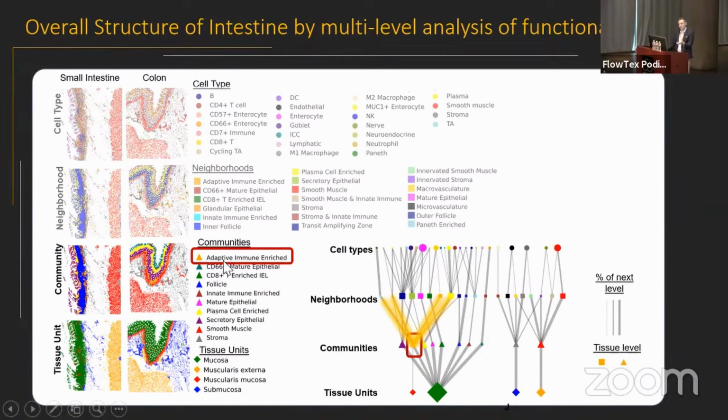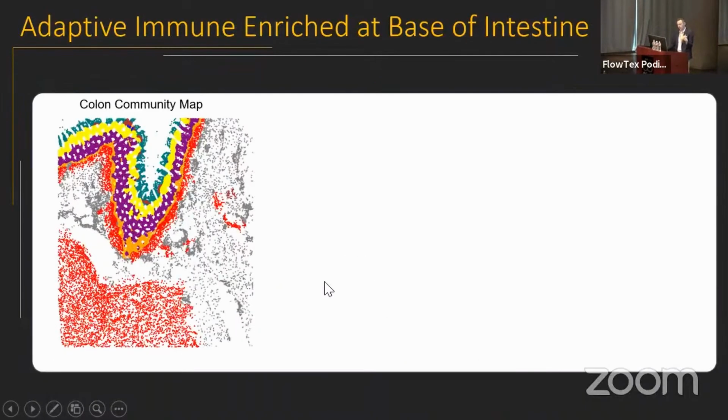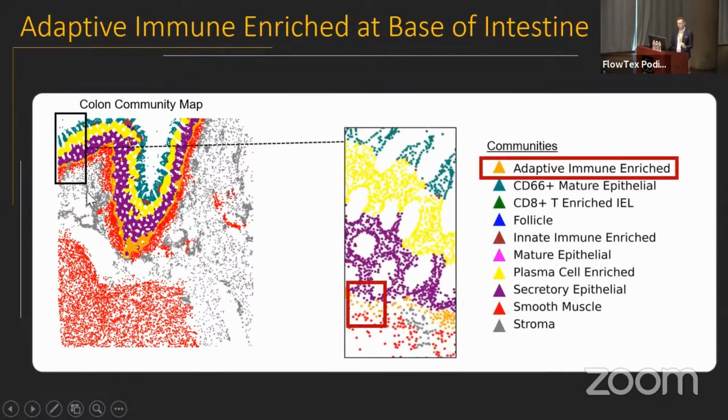So one example is this adaptive immune enriched community. It is the intersection of multiple epithelial and immune cell communities or neighborhoods. And really interesting, if you look at where it is on the map, it's this orange neighborhood or community, and it's at the bottom of the mucosa. And so here's the top of the lumen.